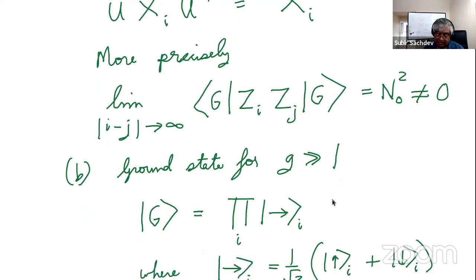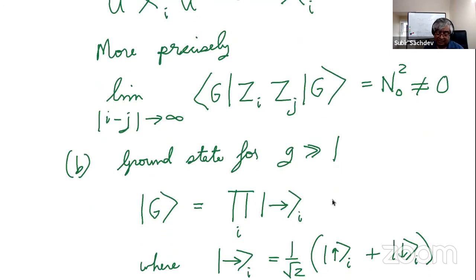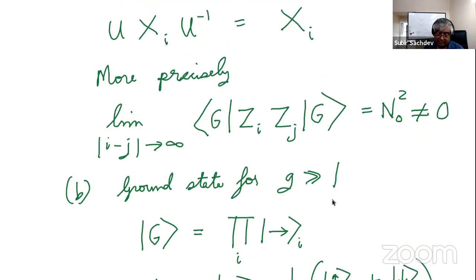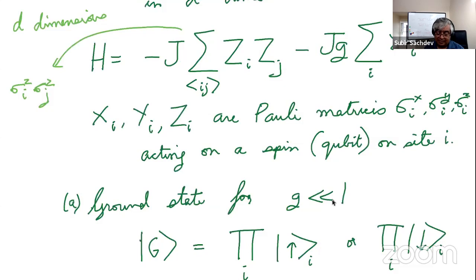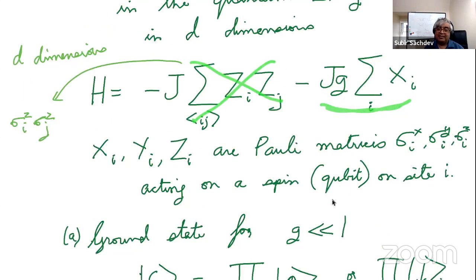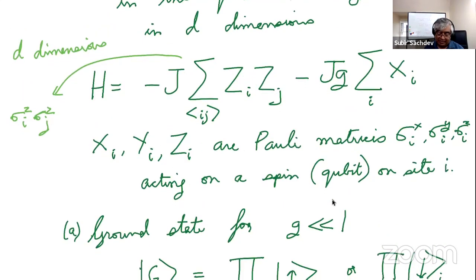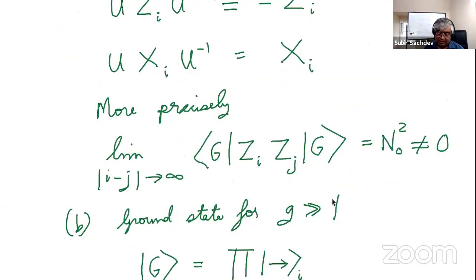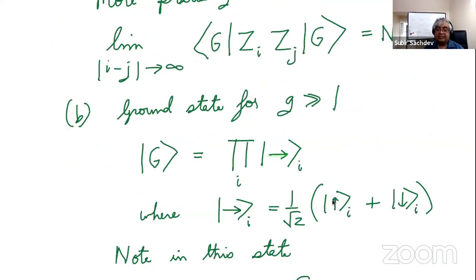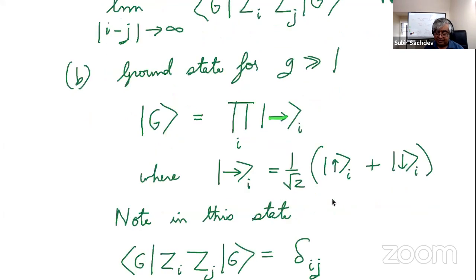Conversely, what about for very large G? Well, then you could forget this term, and this is the term that matters. And what is the ground state of that? Well, you just take the spin and point it in the X direction, where by the X direction, I mean the linear combination of up and down, as you know from your Pauli matrix algebra. So the spin is a coherent superposition of up and down. Each site is separately in up and down, and that's the ground state.